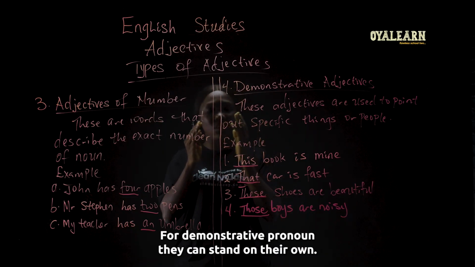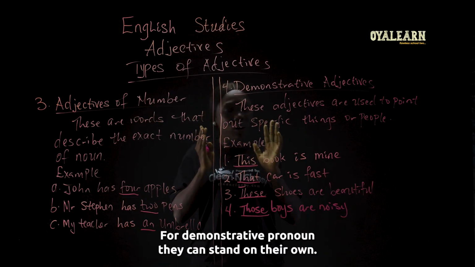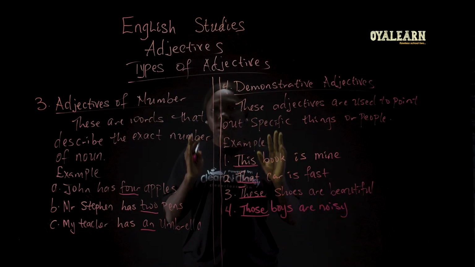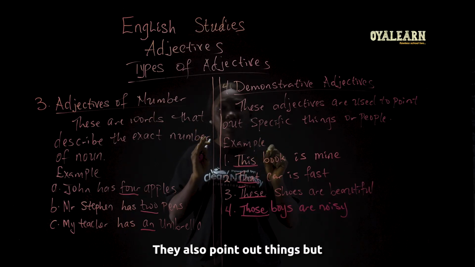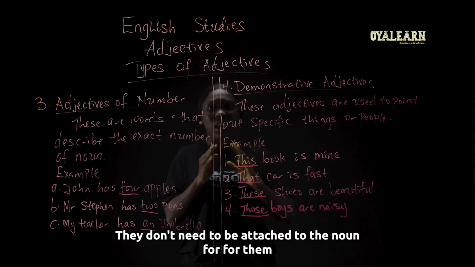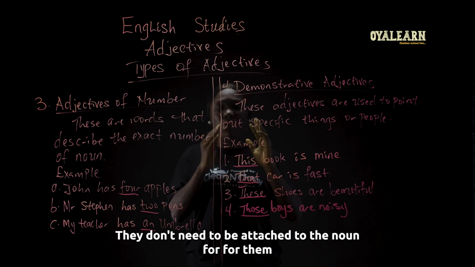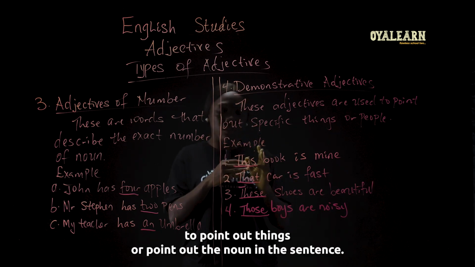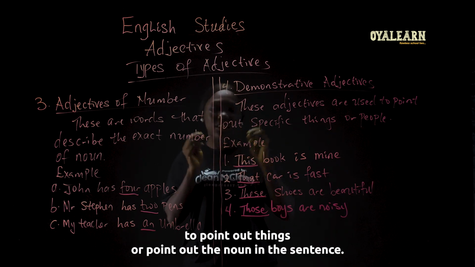While demonstrative pronouns can stand on their own. They also point out things, but they can stand on their own. They don't need to be attached to the noun for them to point out the noun in the sentence.